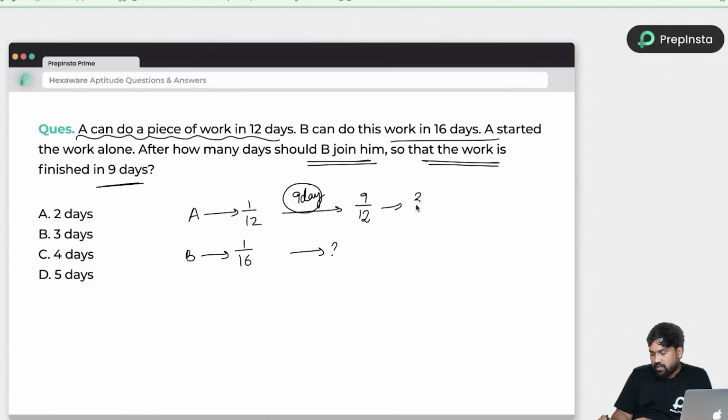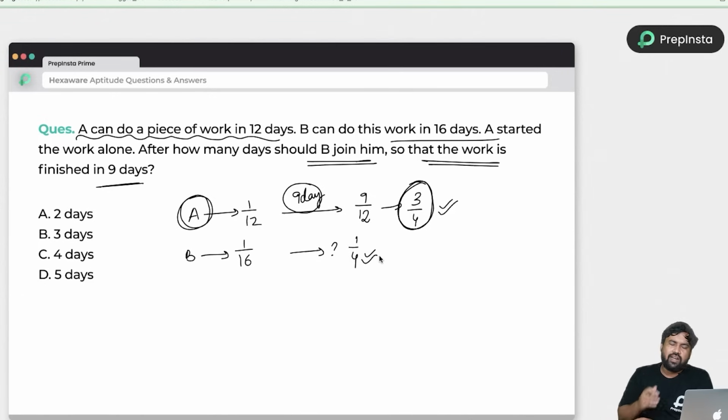So 3 will cancel, so 3 by 4. So 3/4 of the work is completed by A. So the remaining 1/4 work will be completed by whom? Simple logic, right? 1/4 work will be completed by B.